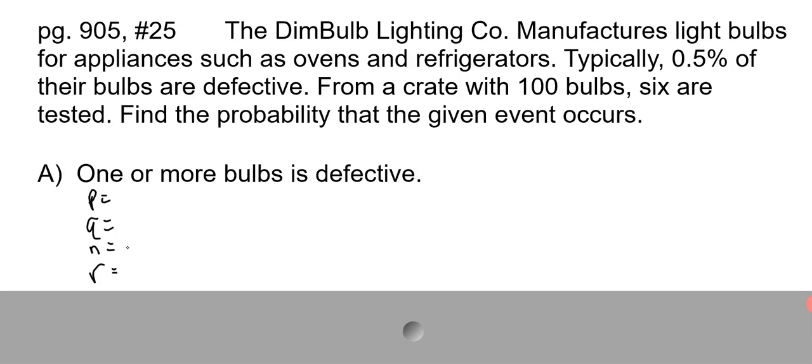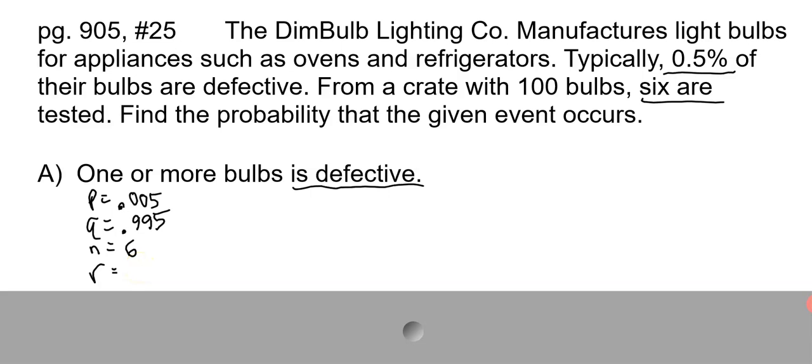So probability of success, we want it to be defective. What's the probability defective? 0.005 is 0.5%. Notice that's a percent, not 0.5. So failure would be 0.995. Those have to add up to 1. N is the number of bulbs that are tested. In this case, there are 6 trials, so not 100, but 6. So 6 is N. Then R is the number that we want to be defective.